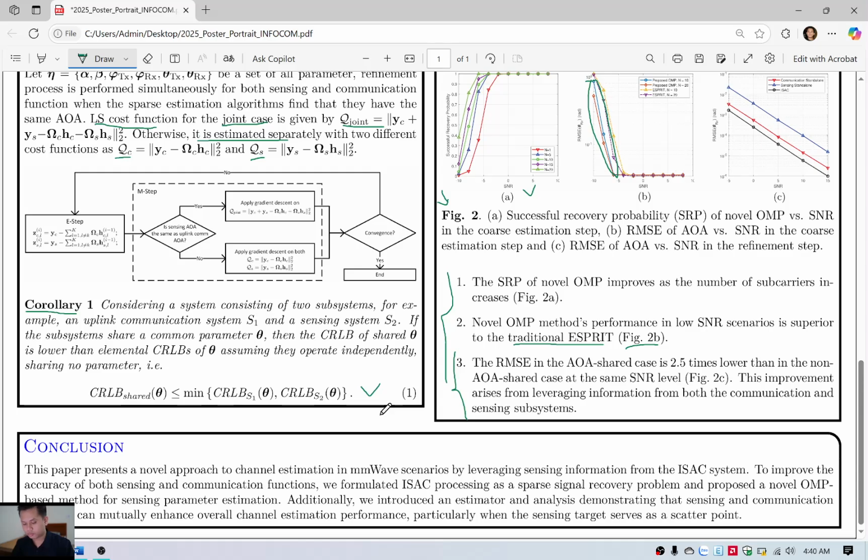So, in conclusion, this paper presents a novel approach to channel estimation in millimeter wave scenarios by leveraging sensing information from the ISAC system to improve the accuracy of both sensing and communication functions. We formulate ISAC processing as a sparse signal recovery problem and propose a novel OMP-based method for sensing parameter estimation. In addition, we introduce an estimator and analysis demonstrating that sensing and communication functions can mutually enhance overall channel estimation performance, particularly when the sensing target serves as a scatter point.